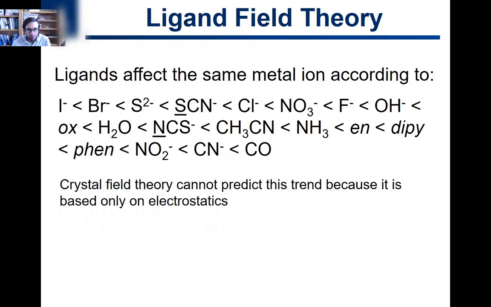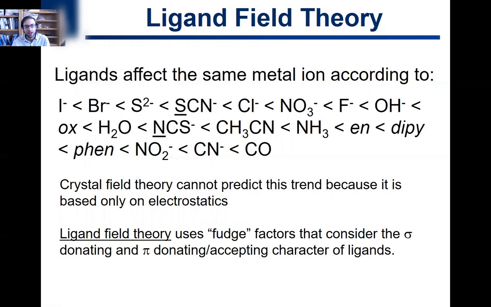Ligand field theory starts with the spectrochemical series, which we've gone over. We said that crystal field theory can't predict this trend because it's based only on electrostatics, but that ligands like carbon monoxide and cyanide are strong field ligands, and ligands like iodide and bromide are weak field ligands, giving rise to very narrow delta O splitting, or delta T if you're in tetrahedral. What ligand field theory does is use fudge factors essentially.